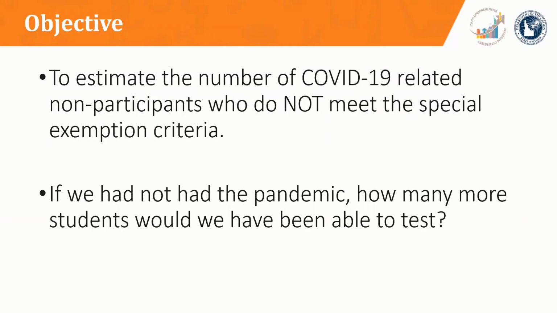Objective: by collecting COVID-19 related non-participants, we would like to estimate the number of pandemic-related non-participants who do not meet the special exemptions criteria described in the earlier slide. The question is, if we had not had the pandemic, how many more students would we have been able to test? To answer this question, we're asking you to report COVID-19 related non-participants to us this year.